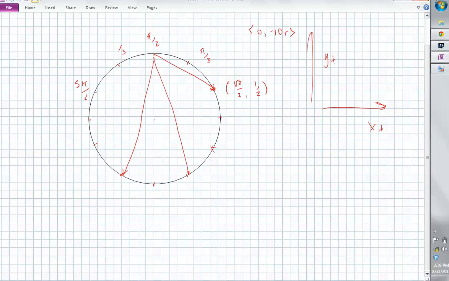And presumably you can go all the way around the face of the clock and put those coordinates in. And if you can't, it's a good review exercise. That's enough information for you to figure out these distances.